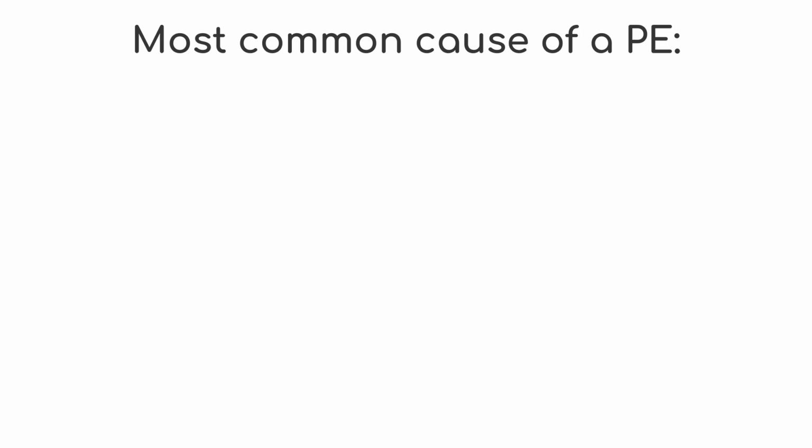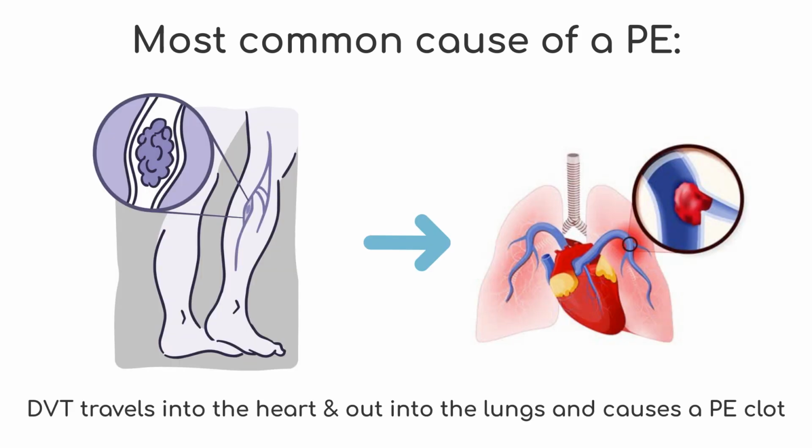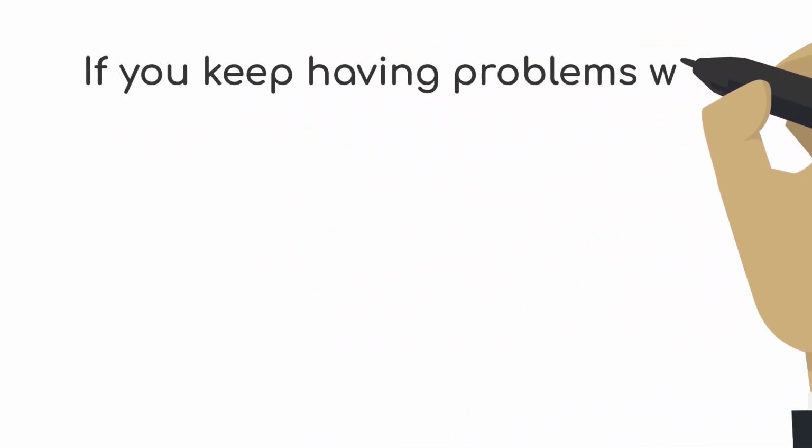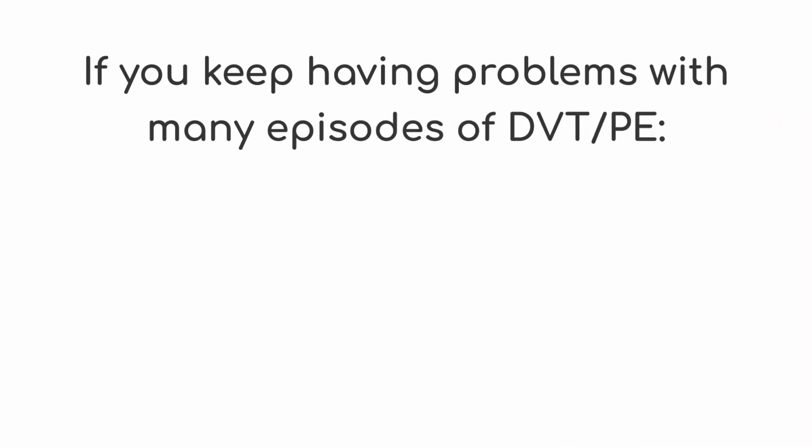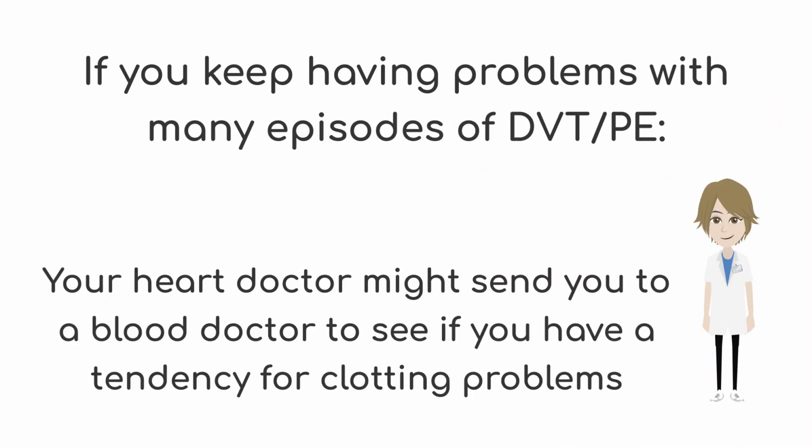The most common cause of a PE is if a DVT, or a deep vein thrombosis, or a blood clot in the legs or the arms travels into the heart, out into the lungs and causes a clot. If you keep having problems with many episodes of DVT or PE, your heart doctor might send you to a blood doctor to see if you have a tendency for clotting problems.